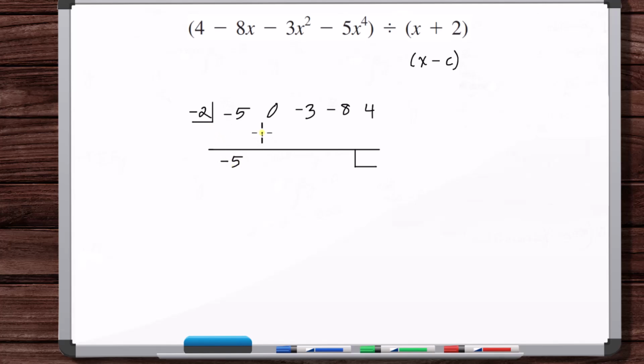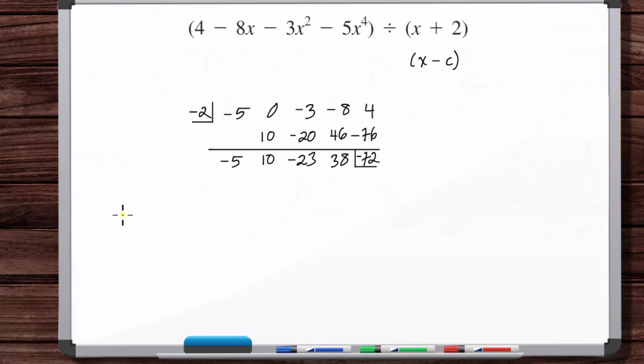-5 times -2 is +10. 0 plus 10 is 10. 10 times -2 is -20. Minus 3 minus 20 is minus 23. Minus 23 times minus 2 is positive 46. Minus 8 plus 46 is 38. 38 times 2 is 76, so 60 plus 16 is minus 76. 4 minus 76 is minus 72.